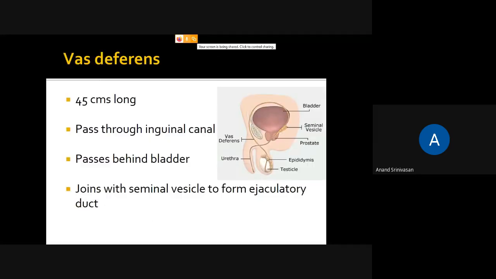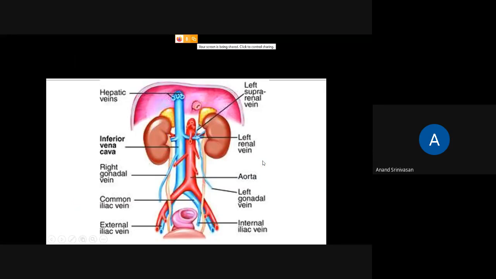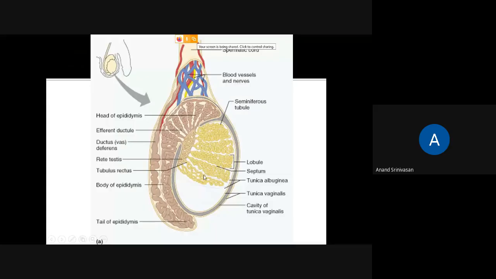All right, now coming to the next structure. You can see this is the testis. After the testis, I'll show you in this picture. The seminiferous tubules all join together, and here they come to what is called the epididymis.